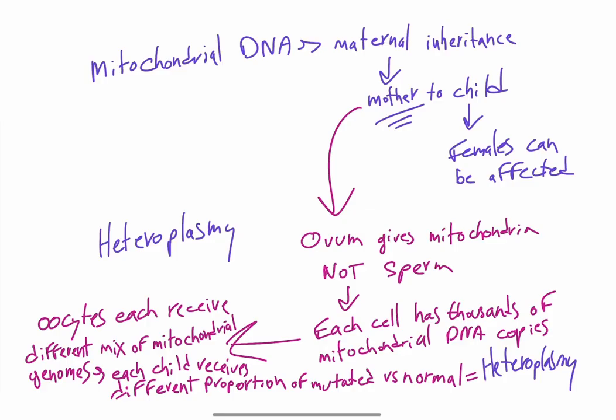So each cell has hundreds of thousands of mitochondrial DNA copies. When oocytes are produced, each one receives a different mix of these mitochondrial genomes. If a mother has diseased mitochondria, each child may inherit different proportions of the mutated as compared to the normal mitochondrial DNA. This is what is known as heteroplasmy. Variable severity of disease depending upon the proportion of maternal mitochondrial DNA inherited. So in this case, the 3-year-old boy most likely inherited a greater fraction of diseased mitochondria than his sister. This led to more severe presentation.